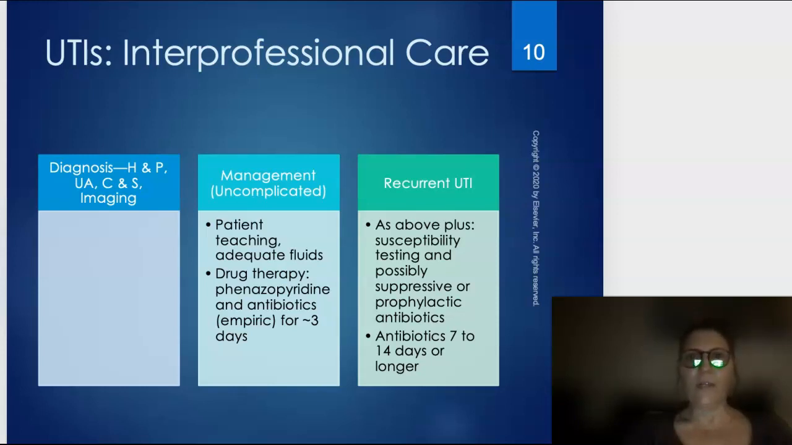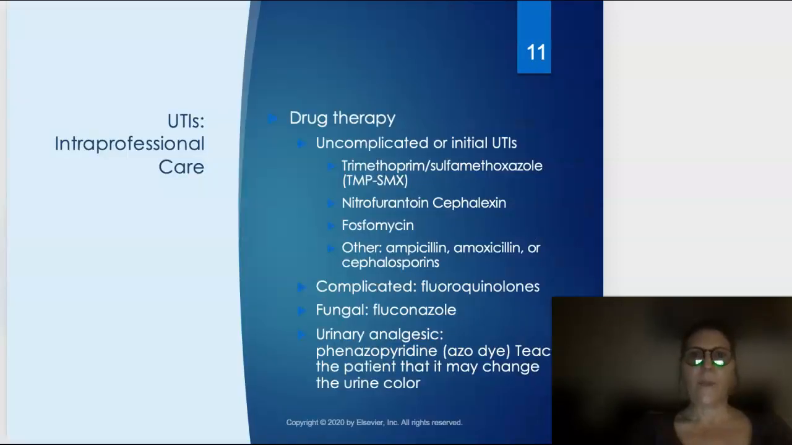So for recurrent, same thing. We're going to do the same thing, but the antibiotics are going to be 7 to 14 days or longer. Super important that people finish their antibiotics. So drug therapy. For an uncomplicated or initial UTI, we're going to use Bactrim, cephalexin, fosfomycin. Other ones would be ampicillin, amoxicillin, or cephalosporins.